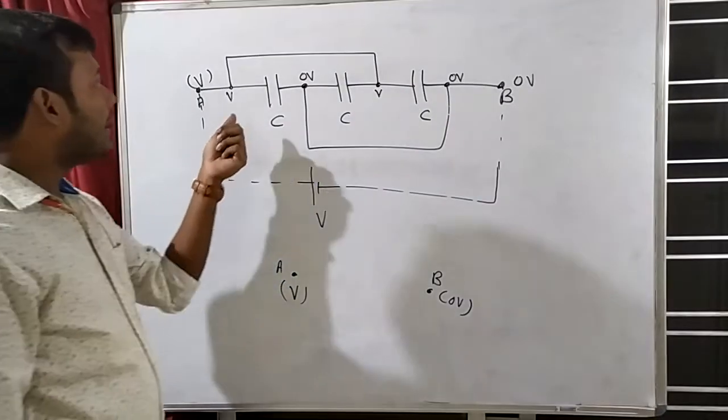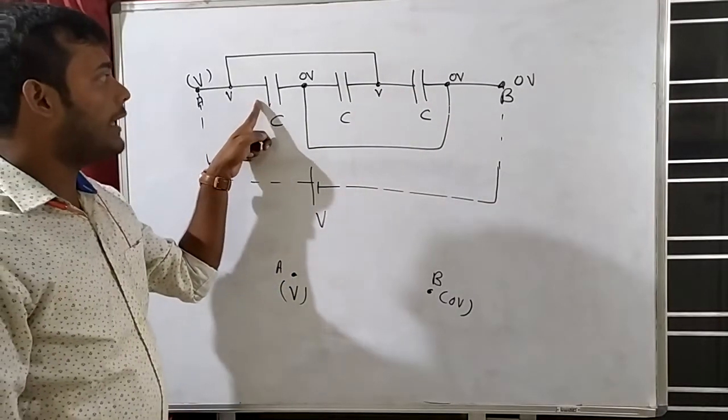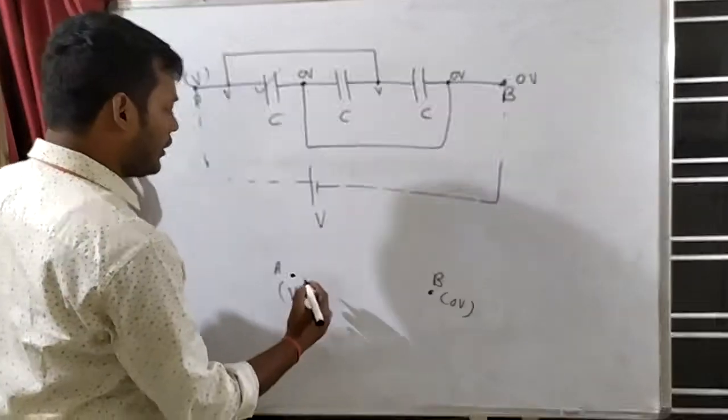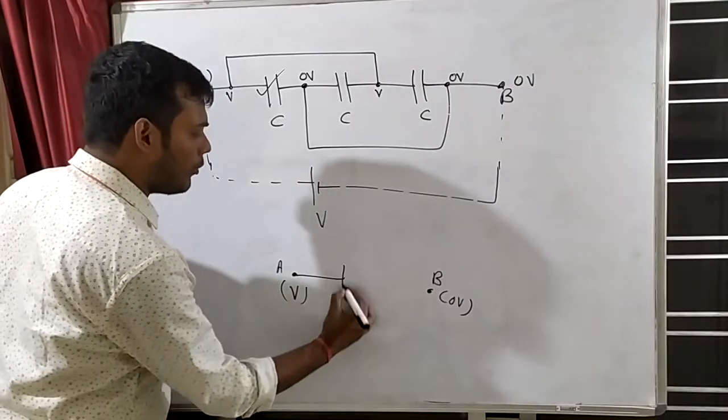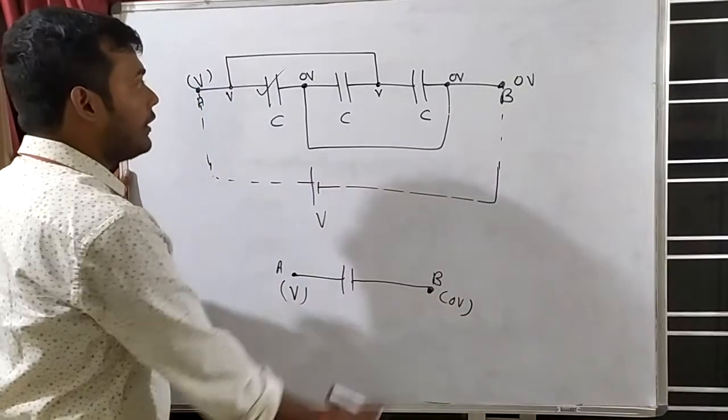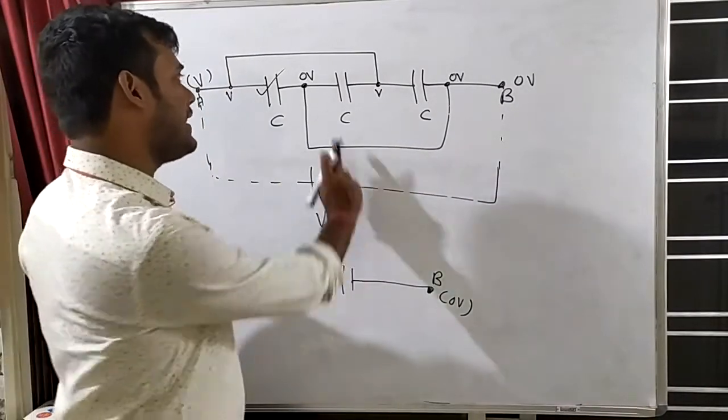Now see that this capacitor, can you see? This capacitor is connected between V volt and 0 volt. This capacitor is connected between V volt and 0 volt. So I will connect a capacitor between V volt and 0 volt. Now see this capacitor.